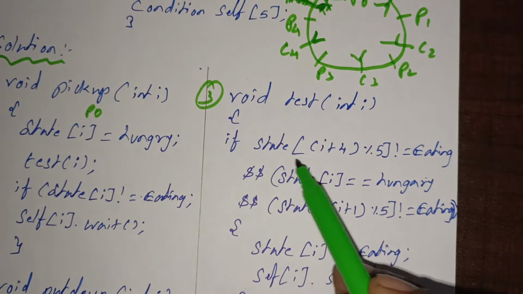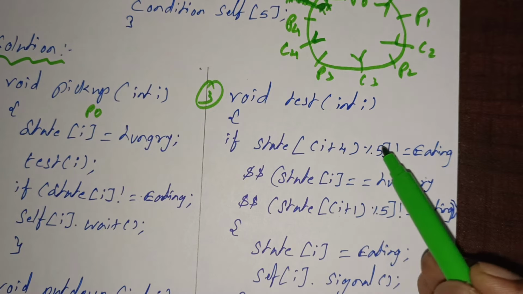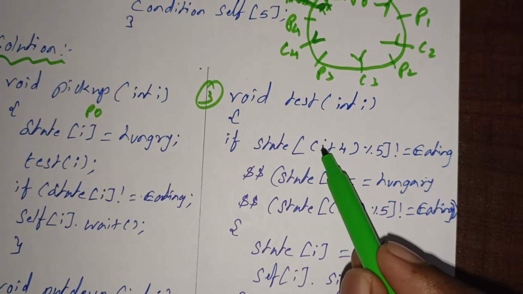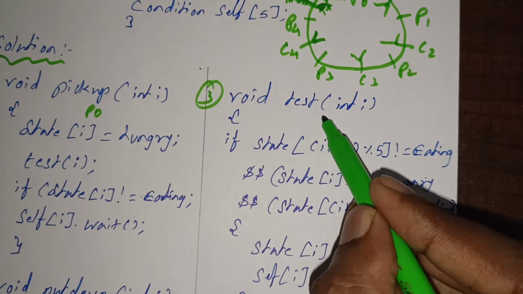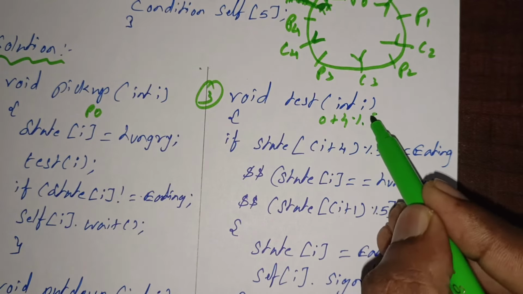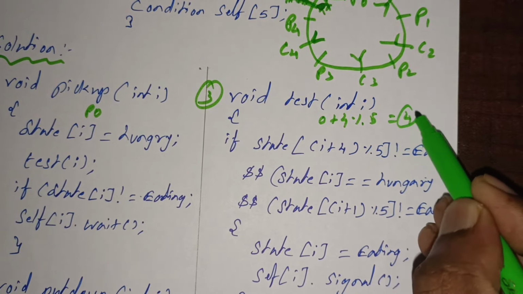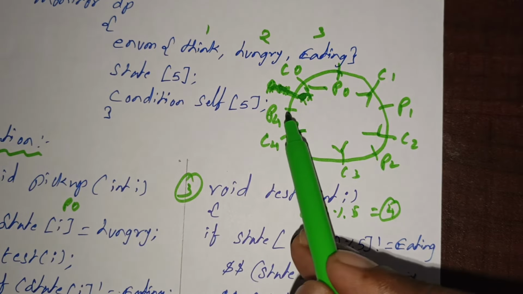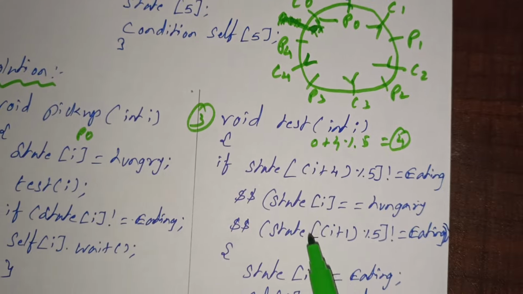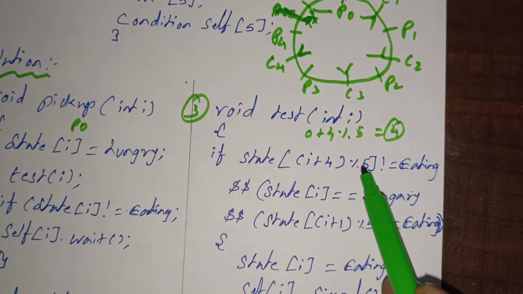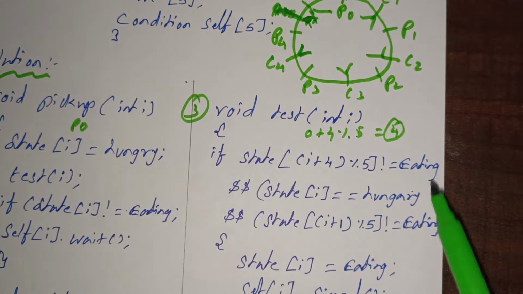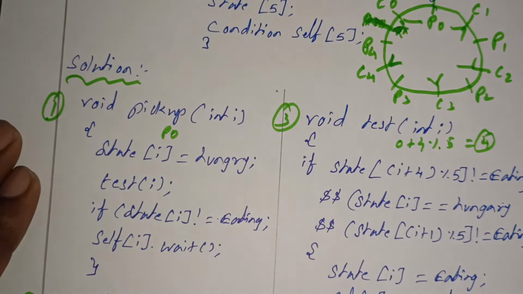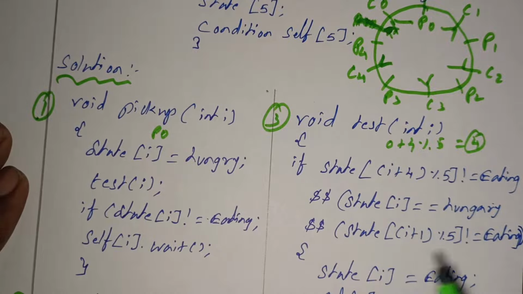If state of (I + 4) % 5. So we know what I is here. I is 0, so (0 + 4) % 5, the value you know very well, should be 4, right? So P0 is checking whether P4 is eating or not. Check here, (4 % 5) not equal to eating. That means the condition is the fourth philosopher should not eat.